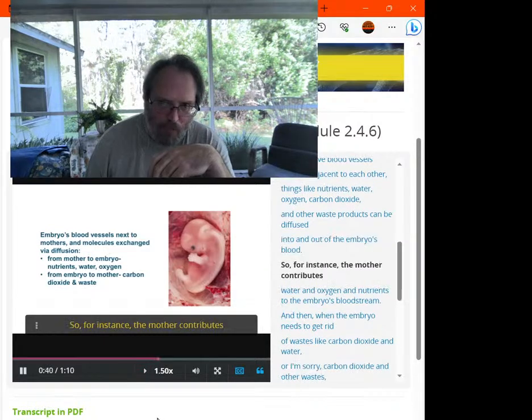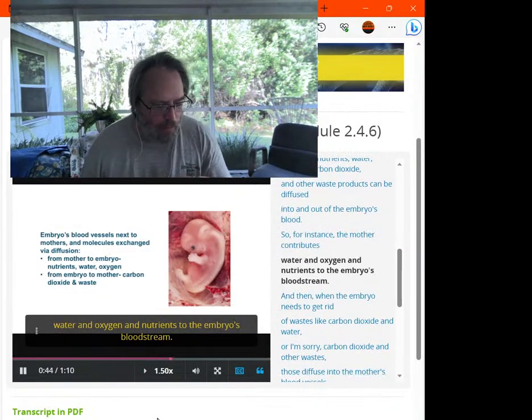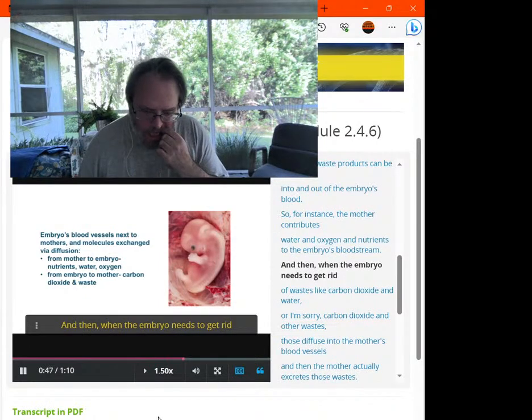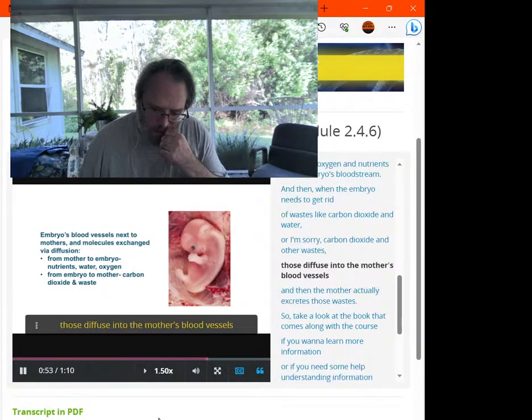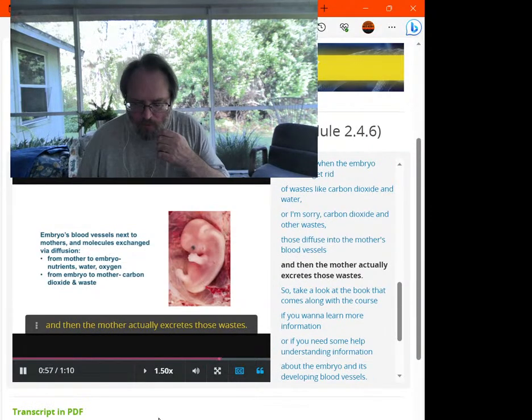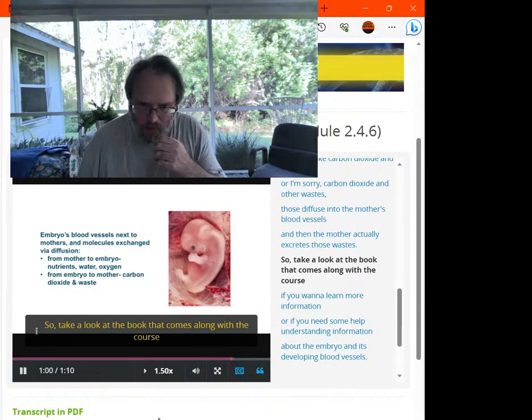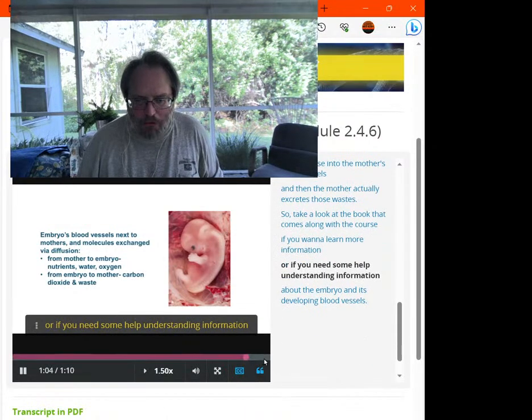For instance, the mother contributes water, oxygen, and nutrients to the embryo's bloodstream, and then when the embryo needs to get rid of wastes like carbon dioxide and other wastes, those diffuse into the mother's blood vessels, and then the mother actually excretes those wastes. Take a look at the book that comes along with the course if you want to learn more information, or if you need some help understanding information.